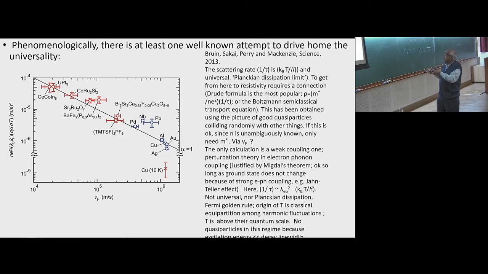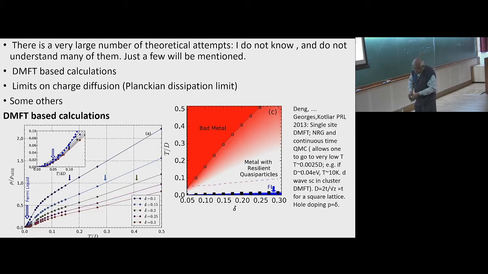This curve seems to imply a lifetime which is proportional to k_B T by h-bar. The only place where people have made actual calculations is weak coupling. It turns out that this rate is proportional to the square of the electron phonon coupling times this hopefully universal number. For this to be universal, this has to be one for all the systems, or very near one. Okay. This attempt was phenomenological. There is no theory behind it except the belief that the decay rate is universal and is given by this number, k_B T by h-bar, which is called the Planckian dissipation limit.